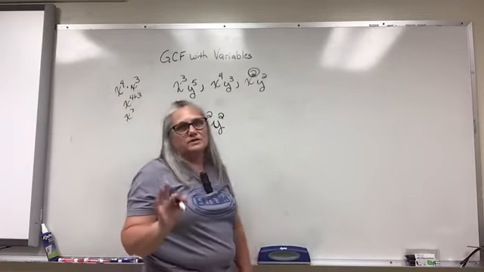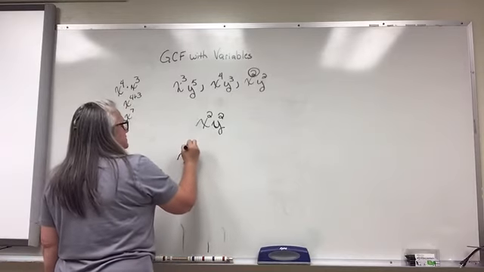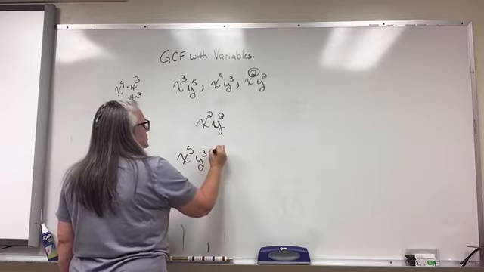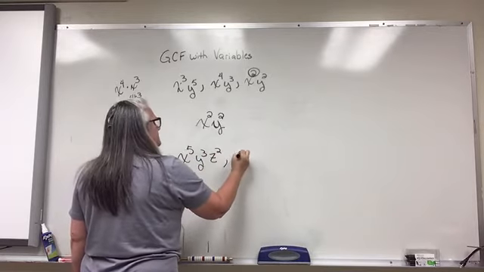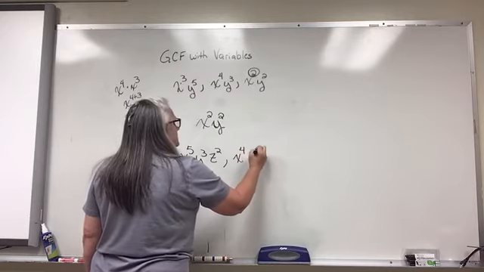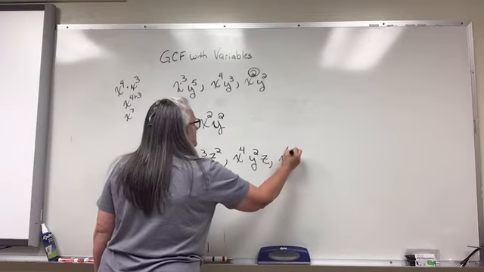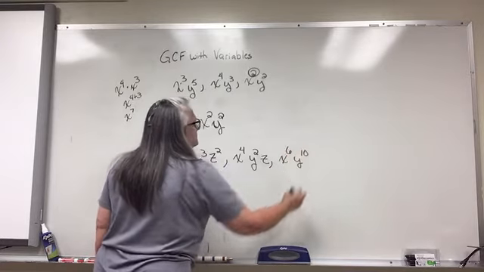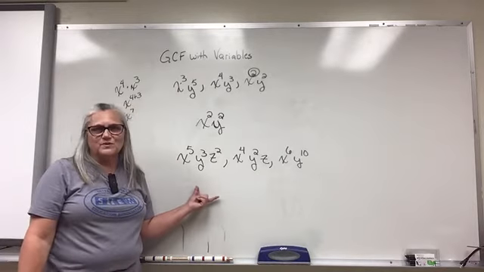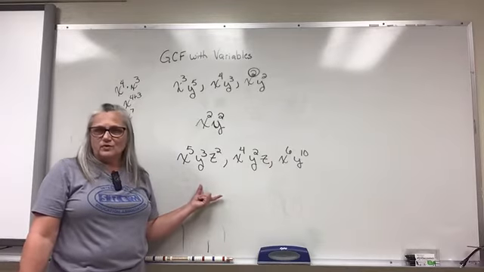Now let me give you one to try. So what about x to the fifth, y to the third, z squared, and x to the fourth, y to the second, z, and x to the sixth, y to the tenth. See if you can figure out the greatest common factor between those three terms. Stop the video now and try it if you'd like, and then I'm going to go ahead and work it.